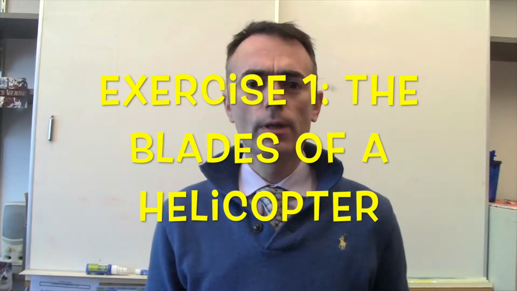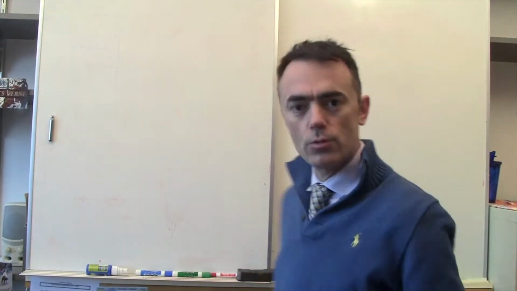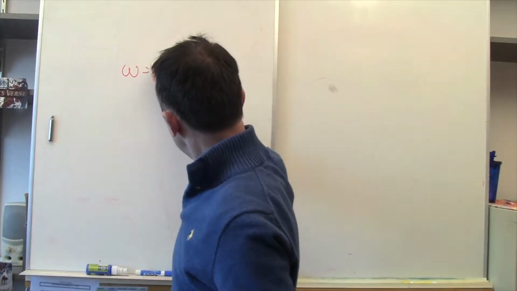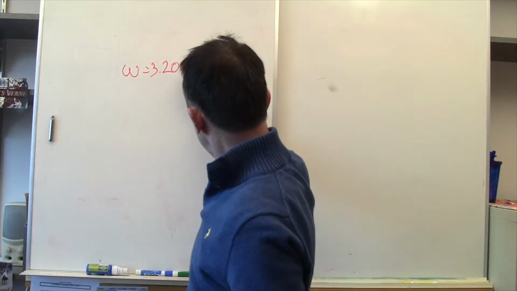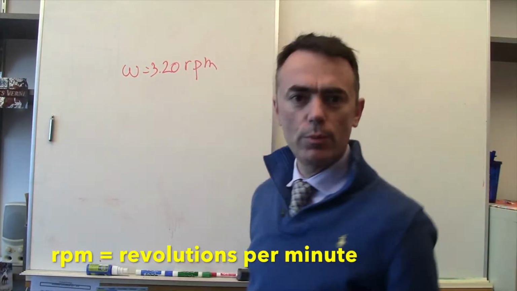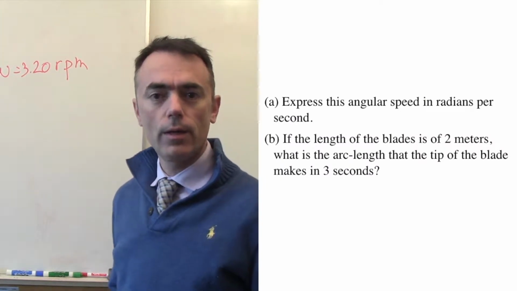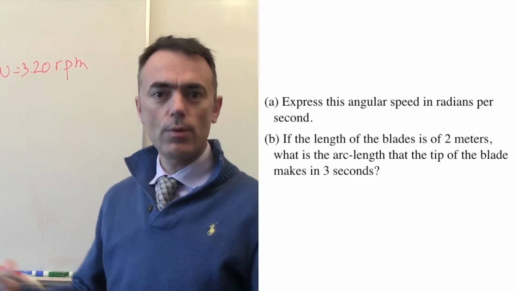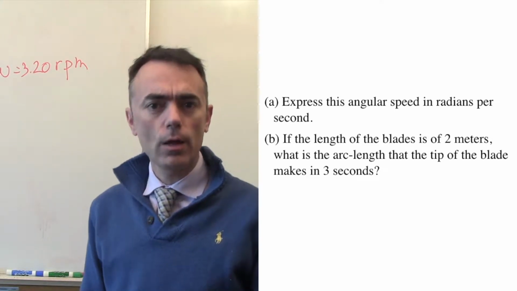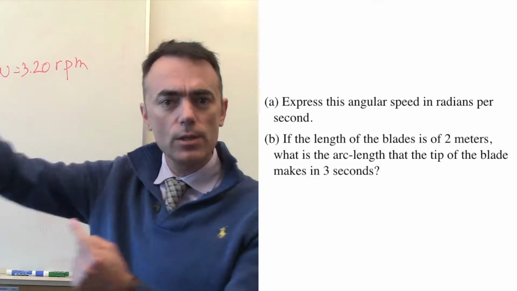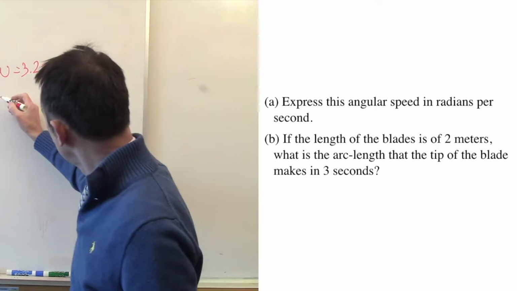Let's do an exercise on this. Assume that the rotor of a helicopter turns at an angular speed of 3.20 revolutions per minute, RPM. Express this angular speed in radians per second, and then, if the rotor has a radius of 2 meters, what arc length does the tip of the blade trace out in 3 seconds?